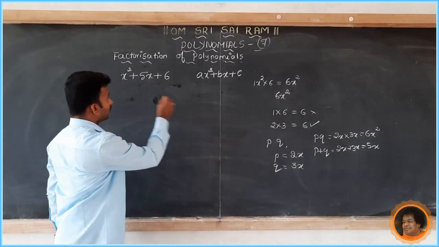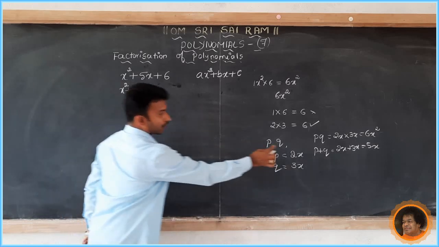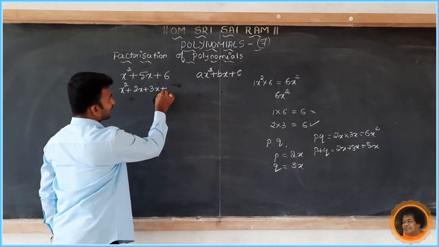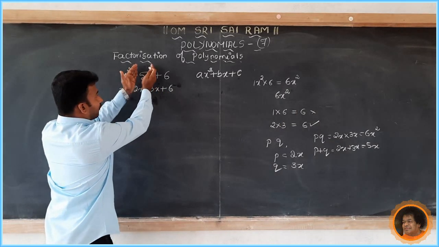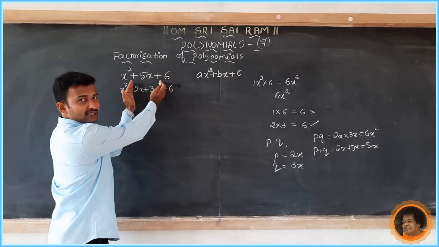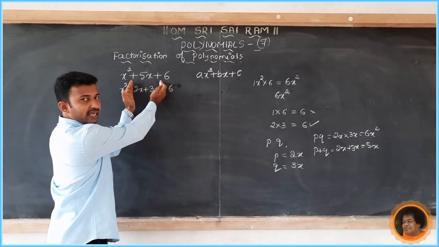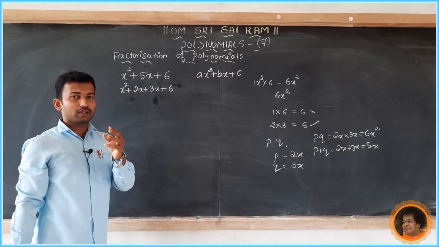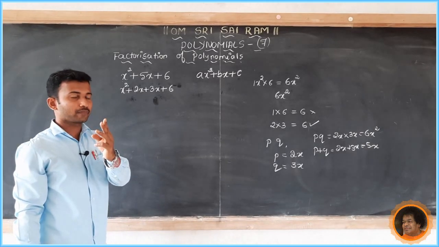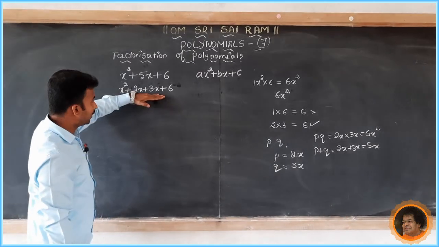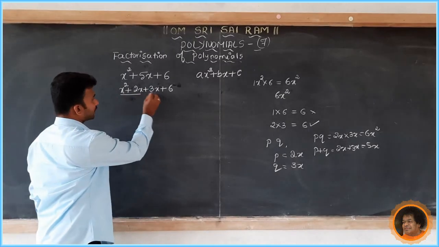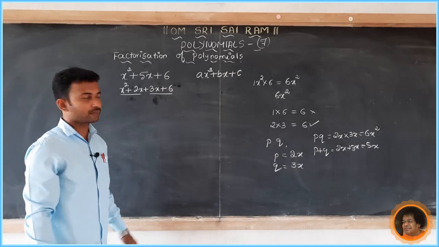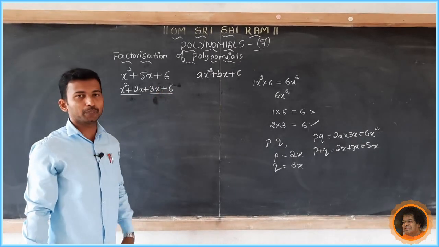Now select the two factors p and q. x square plus 2x plus 3x plus 6. 5x is split as 3x plus 2x or 2x plus 3x, and 6 as it is, the first term x square also as it is. Now, next step, grouping the terms. Here we have 4 terms. Grouping the terms, first 2 terms and next 2 terms. x square plus 2x is the first group, 3x plus 6 is the second group.